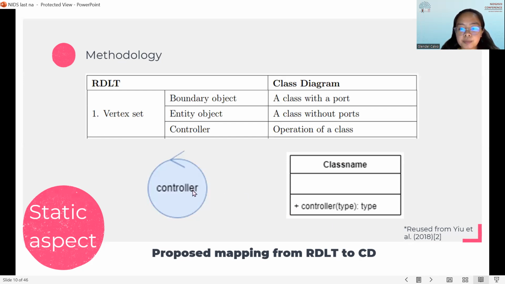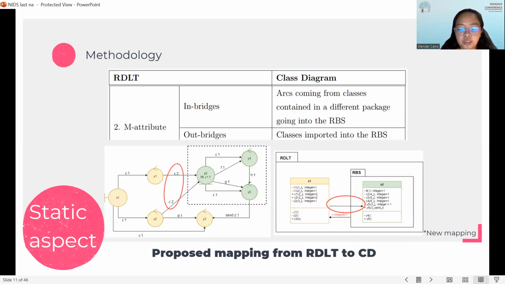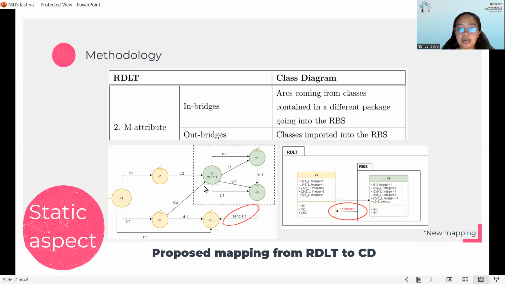Next is the controller, which is mapped into an operation of a class. And this mapping is adopted from U et al. And then the M attribute. The in bridges in RDLT can be mapped into arcs coming from classes contained in a different package going into the RBS. In this RDLT figure, both of these arcs are in bridges, or incoming arcs to the center of the RBS from the outside of X2. And the out bridges can be mapped into classes imported into the RBS in class diagram.